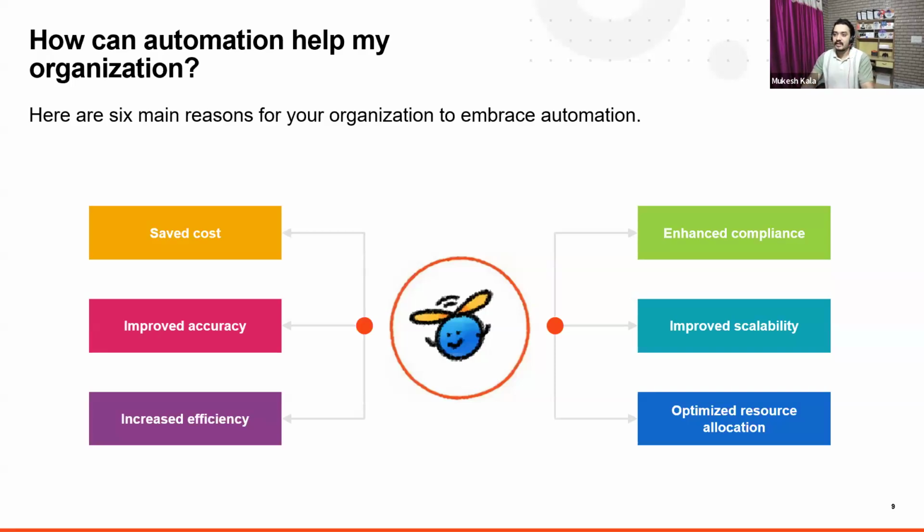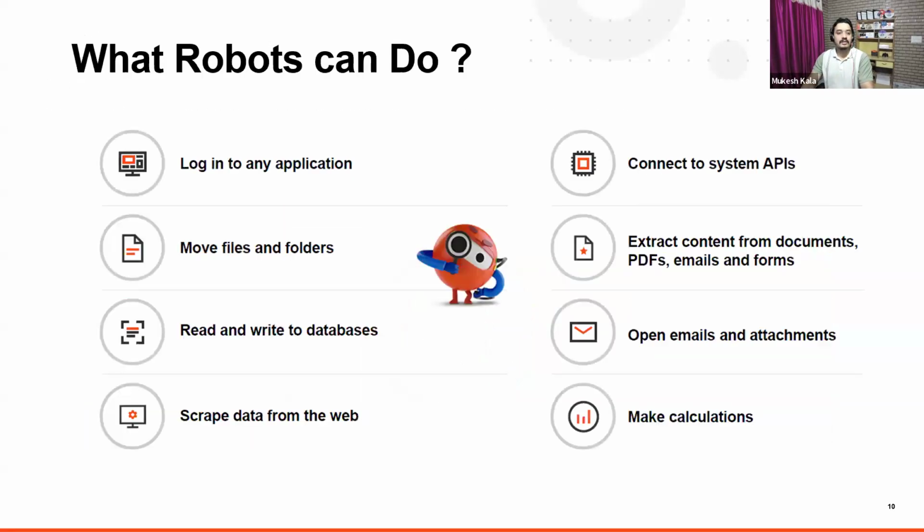That's why companies are investing in automations. What can robots do? A very plain, basic example, but it is much more. Log into an application with your secure credentials. Move files from one folder to another folder. Work with databases, scrape data from the web, relate to the Amazon and Flipkart use case, connect to system APIs.